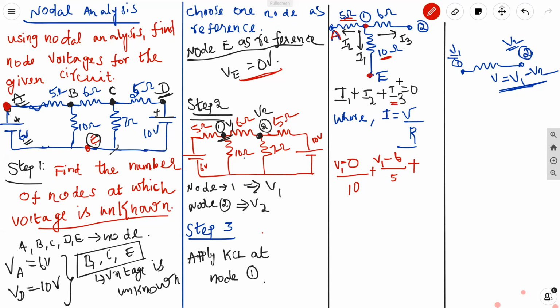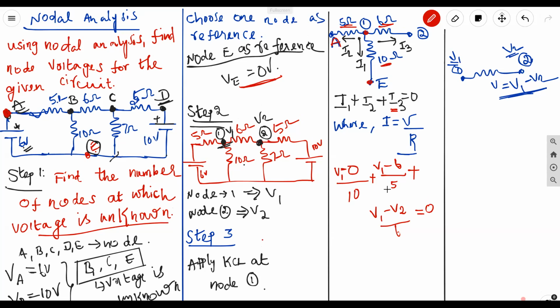Now tell me what is the I3 current? I3 is the current through the 6 ohm resistor, which is connected between node 1 and node 2. Node 1 voltage is V1 and node 2 voltage is V2, so V1 minus V2 divided by 6, which is equal to 0. Now we just simplify this expression. Before that, any doubt in this? Is this clear?